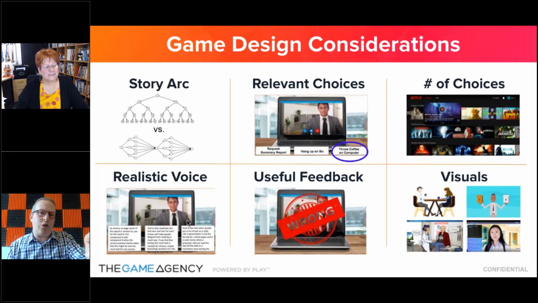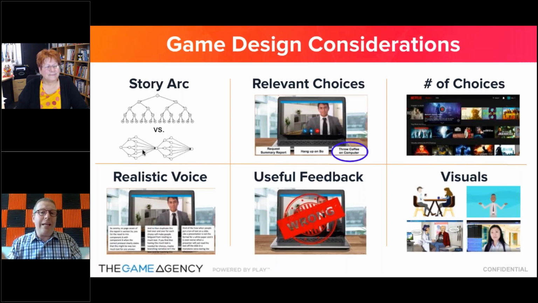And by the way, you see two charts here under story arc. As an instructional designer, I think about the one on the top, this one right here, which can be really difficult to design and often overwhelming to play because there are so many choices, versus this one right here, which is going to give the player a few choices, but always direct them back in the direction that you want them to go.